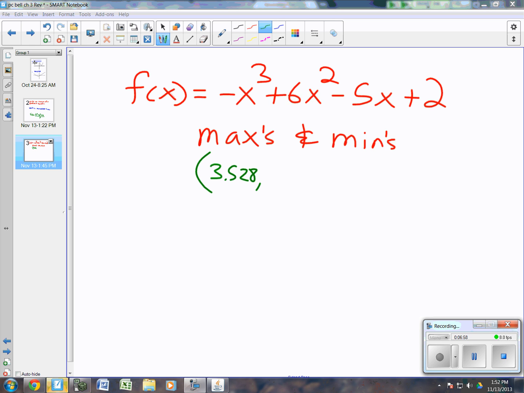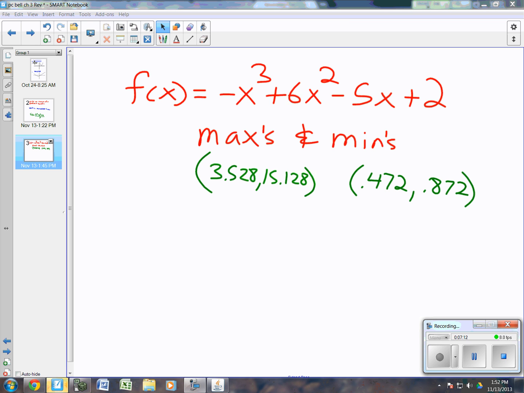3.528, 15.128. Okay, what's my min? 0.472, 0.872. Okay. All right, we got the max and the min. You need to know how to do that. That's an easy one because you can do it on the calculator. Find the max and the min.